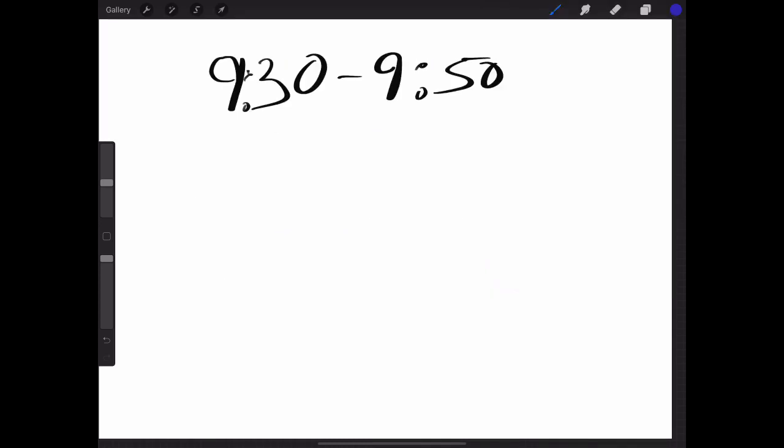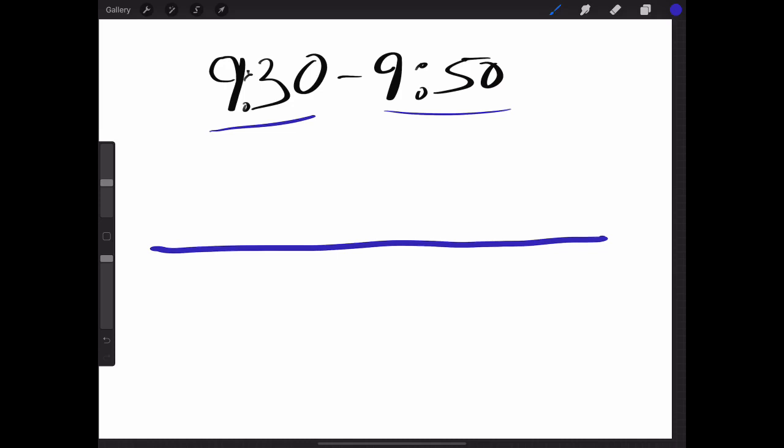For this problem, we're going to go from 9:30 to 9:50. We're going to again draw our number line. But this time, my hours are the same. So we're going to assume for this question that these are PM. Miss Bishop didn't write that down before, but let's just assume that this is PM. Now we don't have to deal with the hours for this one. We can go straight to the minutes.